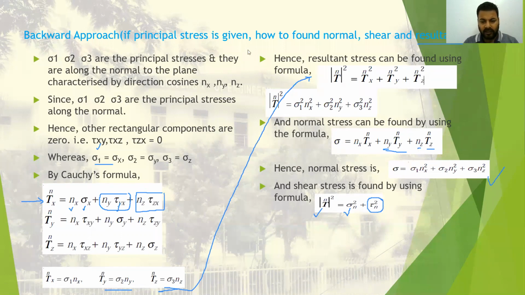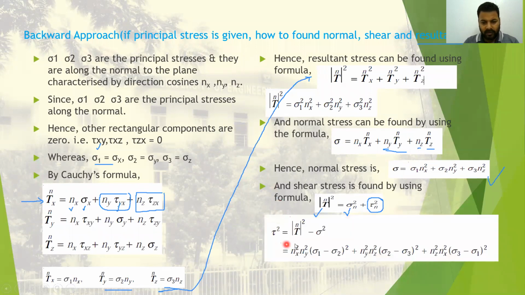Let's see what the results are. So tau square is equal to Tn square minus sigma square, and these are like this. Upon simplification, these are the values. If you can simplify, then it is well and good. Otherwise, I can give the solution or detailed derivation in the next slide.